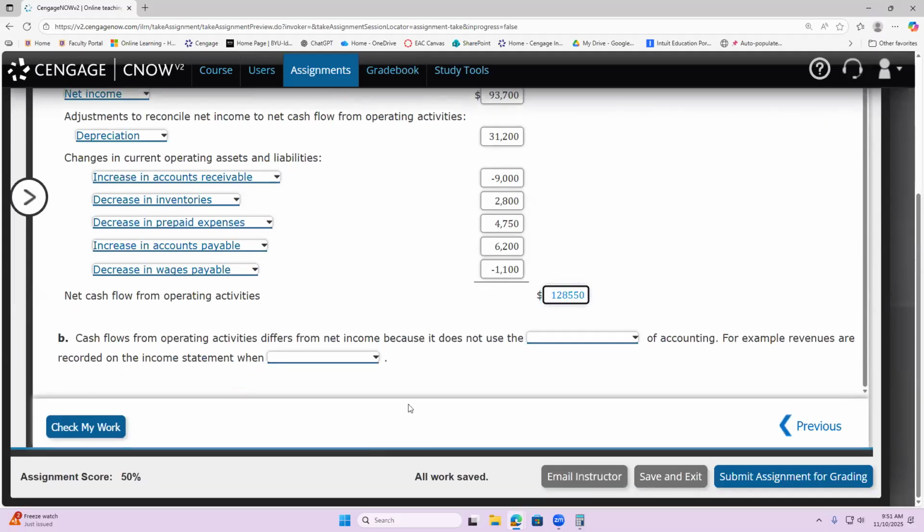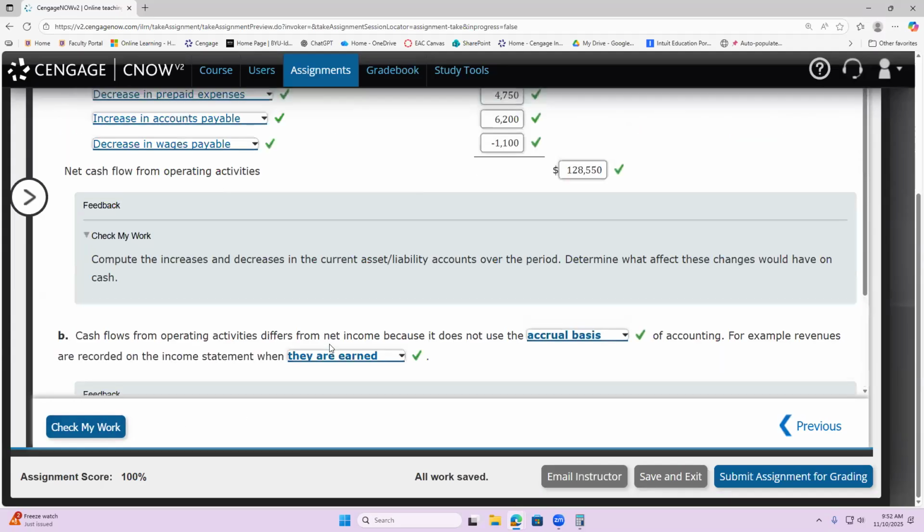The last question, cash flows from operating activities differs from net income because it did not use the blank of accounting, and that's the accrual basis. For example, revenues are recorded on the income statement when they are earned, as opposed to when we actually get cash. And there we go.